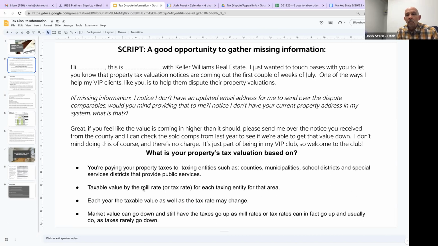All right. Market value can go down and still have the taxes go up, as mill rate and taxes can, and in fact, usually do go up. When was the last time you guys saw property taxes go down, mill rates go down? I'll answer it for you. Never. All right, good. Moving on.